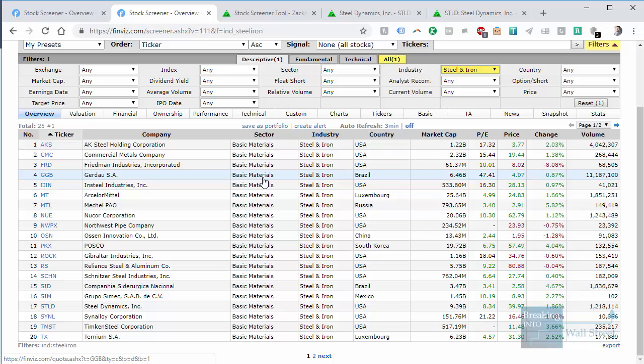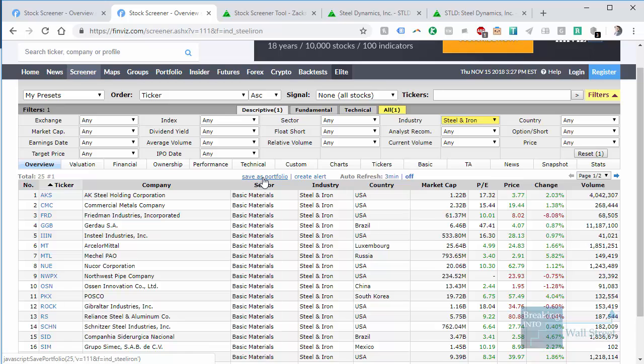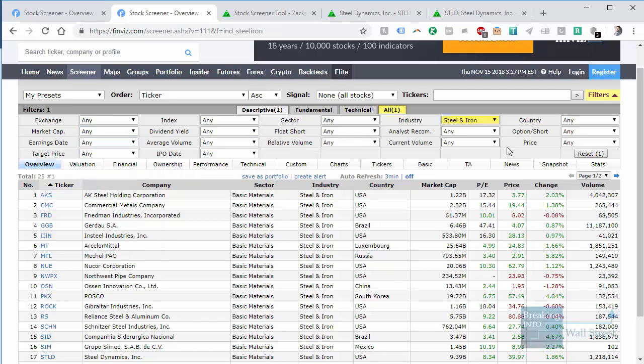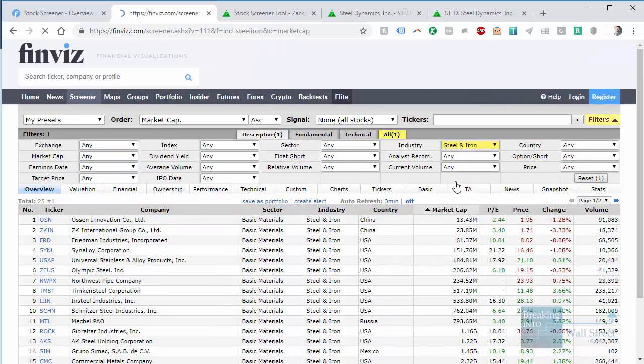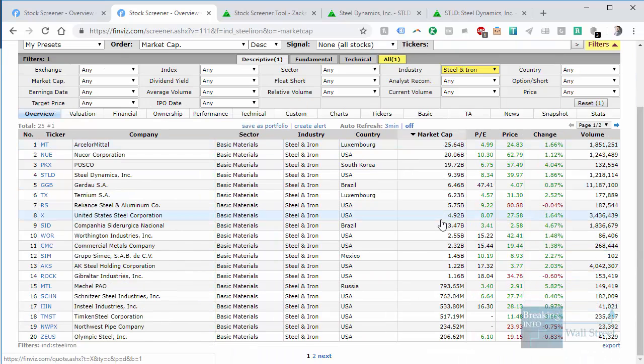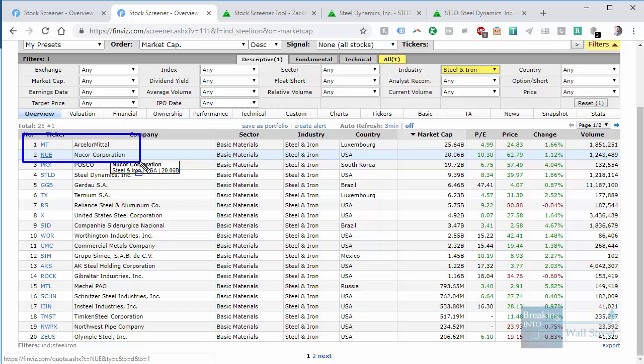Now, this is not very useful because we want to sort these companies in some way. Unfortunately, on FinViz, there isn't an easy way to sort them by revenue, which is normally what we want to do. But if you sort by market cap, for example, you can usually get a decent proxy for what that looks like. So I'm sorting by market cap here in descending order, and we can see that we get many of the companies that we had in our set of comparables. Nucor, United States Steel Corporation, Worthington Industries, for example.